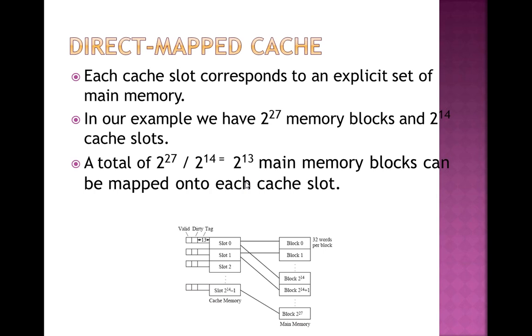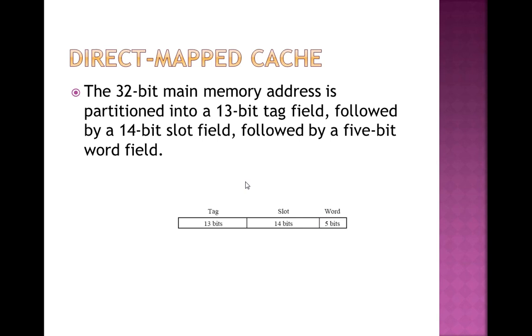Then next is your direct mapping. So the second point is direct mapping, that is, each cache slot corresponds to an explicit set of the main memory. There are 2 power 27 blocks and 2 power 14 cache slots. That is, if I divide 2 power 27 by 2 power 14, that is 2 power 13 main memory blocks that can be mapped to a cache slot.